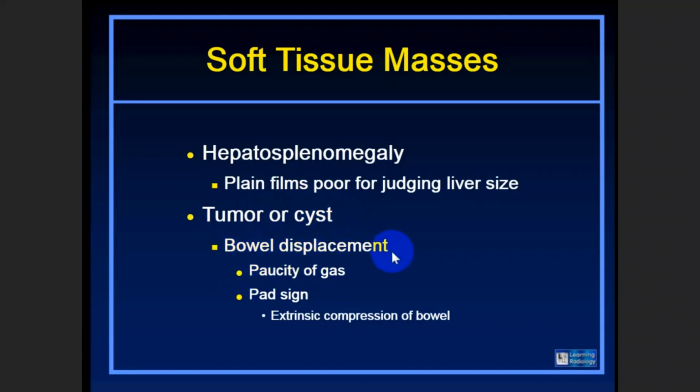Bowel displacement can also be a sign of soft tissue masses, because if there is a large pelvic soft tissue mass, it can displace the adjacent bowel loops upward, which can help diagnose soft tissue masses from a radiograph. We can notice paucity of gas, a bad sign, and extrinsic compression of the bowel by the soft tissue mass.